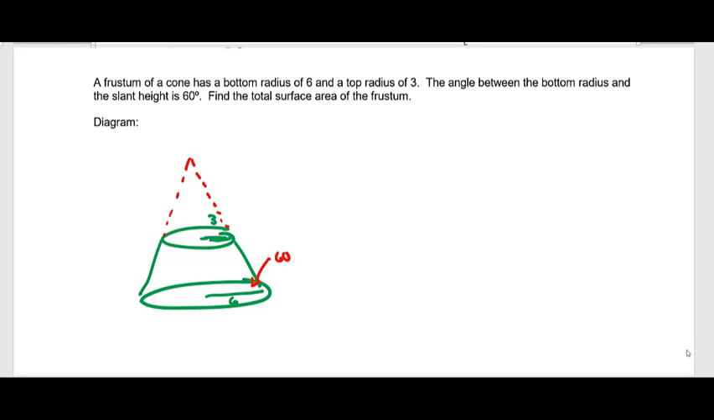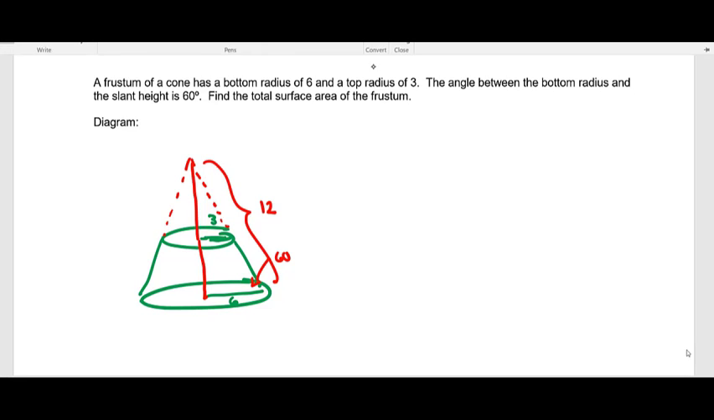And then I'm going to go ahead and do some work here to get some different parts of this. I know that this is going to be a 30, 60, 90 triangle. The entire triangle is going to be a 30, 60, 90 triangle. So I know that this portion right here is going to be 12.